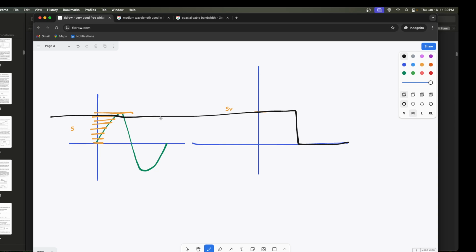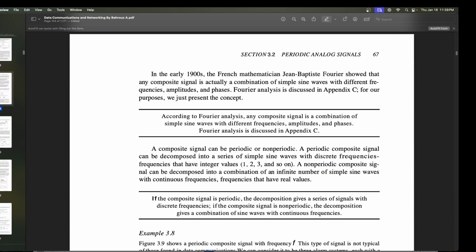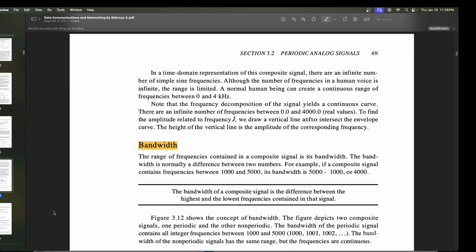So this level is my 5 volt. So this portion will get truncated. So if I have more levels, this is only one level. I have say one more level over here. So then I can capture more information. Okay.